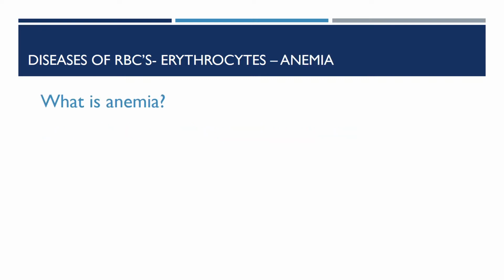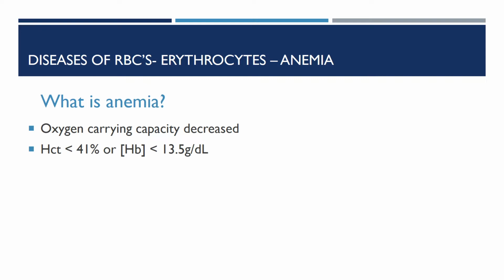The first topic that we're going to cover regarding erythrocytes is anemia. Anemia is a decreased carrying capacity of oxygen. Think of the normal function of a red blood cell: its normal function is to transport oxygen efficiently throughout the body. We would use these two clinical measurements here to diagnose anemia, and then we would need further testing to get into the subtypes of anemia, which we're going to talk about in this audio lecture.